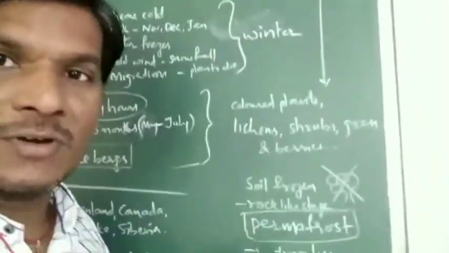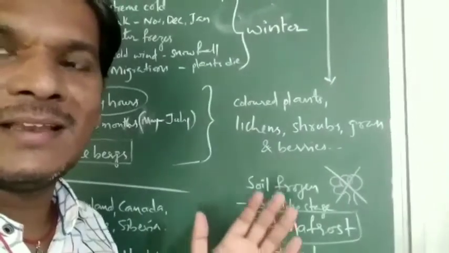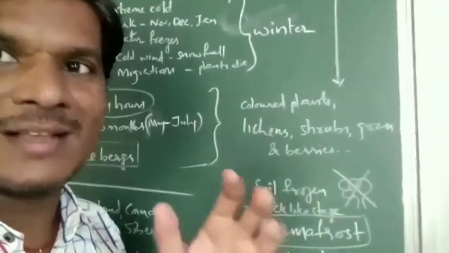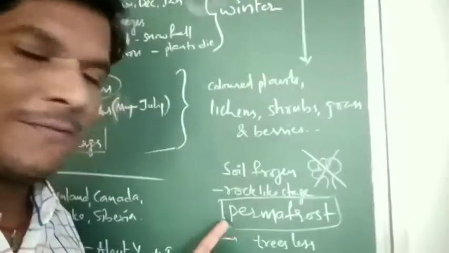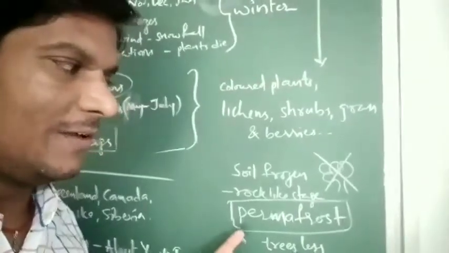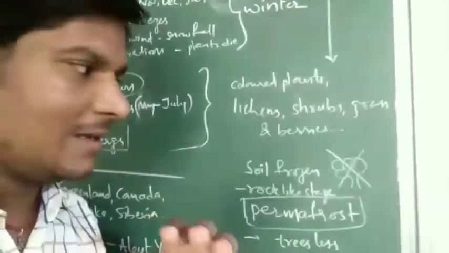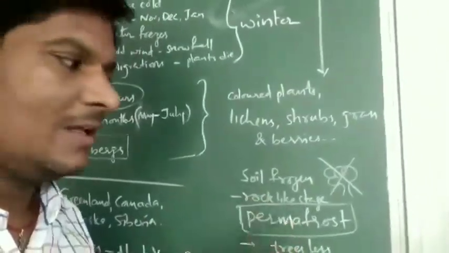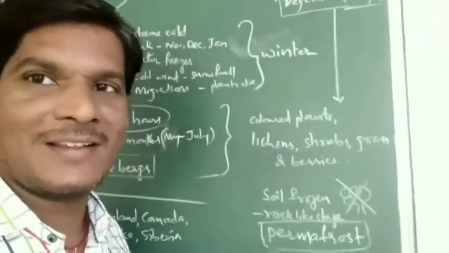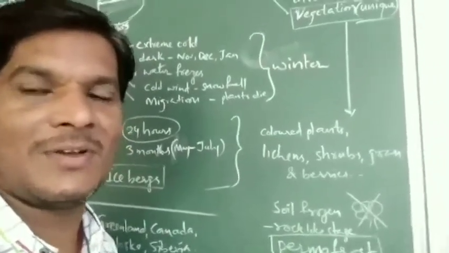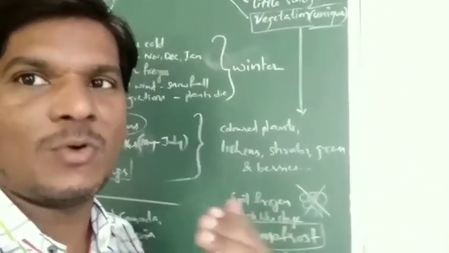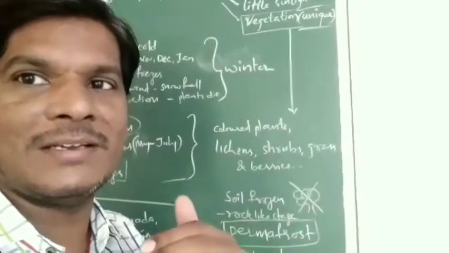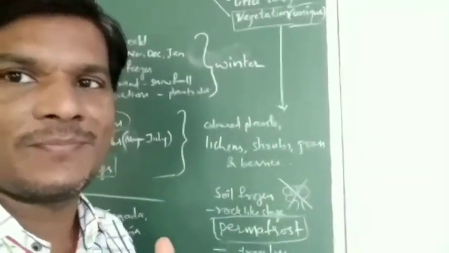Most of the soil we can see in a frozen state, like a rock, and that is known as permafrost. So permafrost is nothing but soil in a frozen state that looks like rock. So we can say the tundra region is mostly treeless, because in winter months, due to extreme cold and not having sunlight, the trees will die.